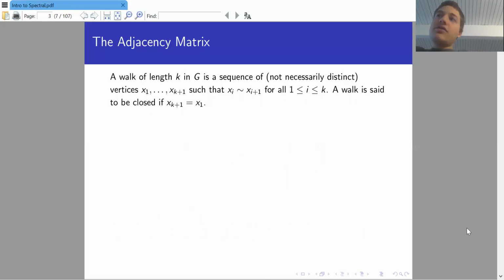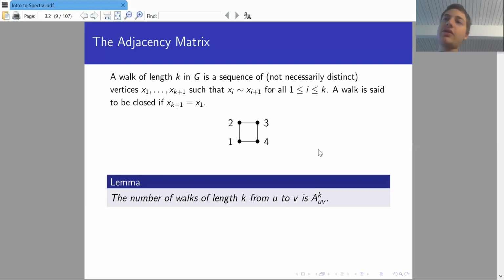Okay. And the first hint that you can do something with A as a matrix comes from walks. So a walk of length k in a graph is a sequence of not necessarily distinct vertices which are sequentially adjacent to one another. And we'll say the walk is closed if you end up back where you started from. So in the picture, if this is our graph, then one walk of length 3 would be 1, 2, 3, 2. And a closed walk of length 5, for example, would be 1, 2, 3, 4, 1. Sorry, not a closed walk of length 5. That would be a closed walk of length 4. And then if you want to do 6, you do 5, 6. Those are closed walks.